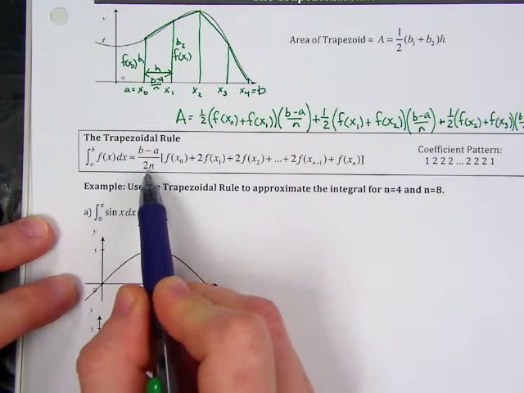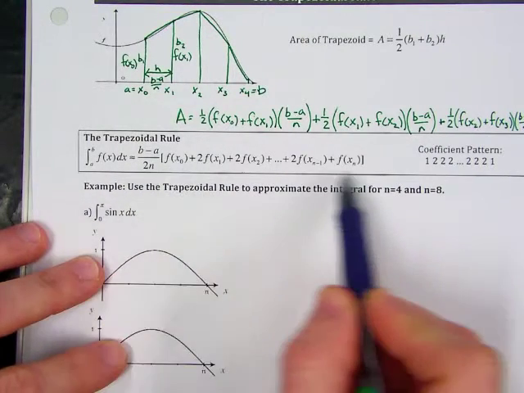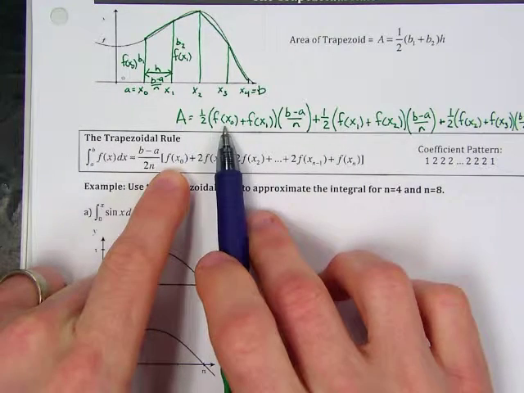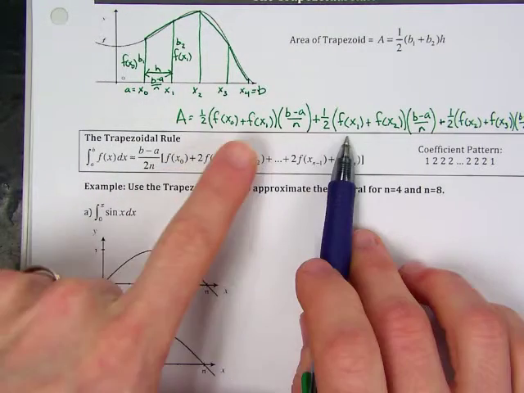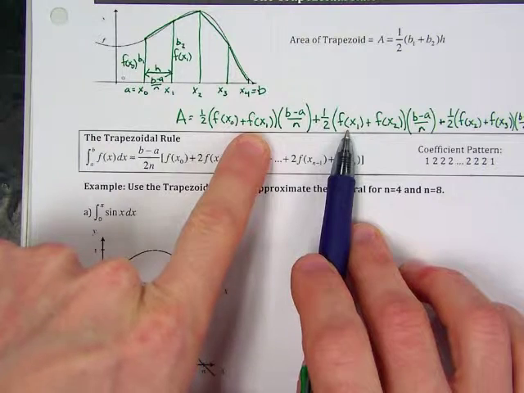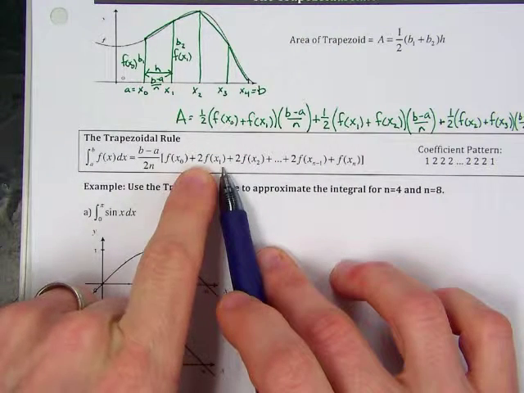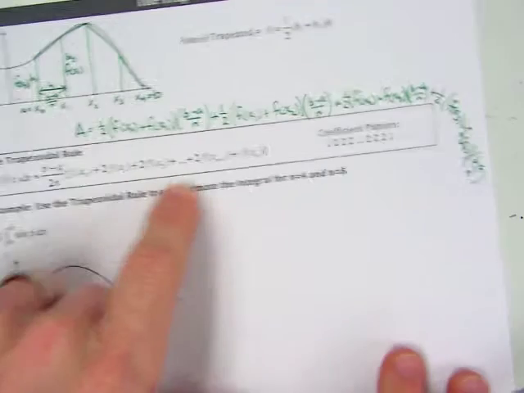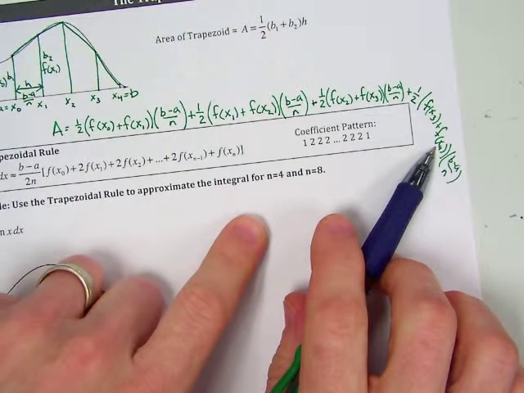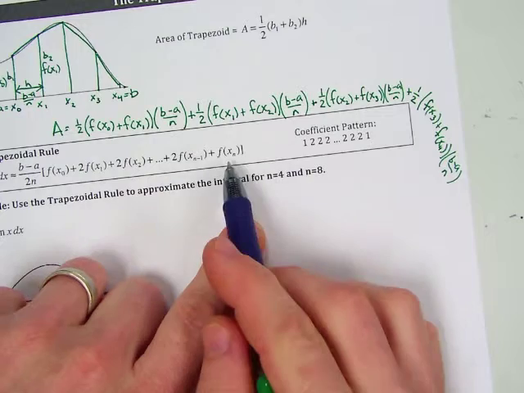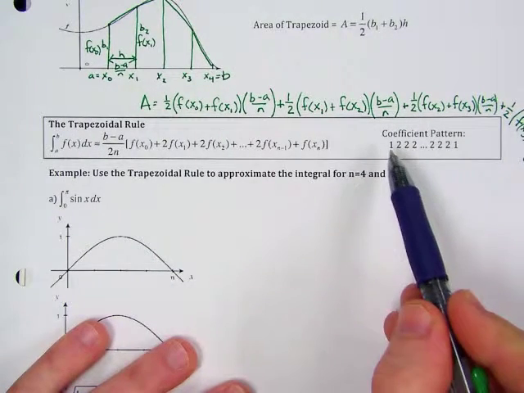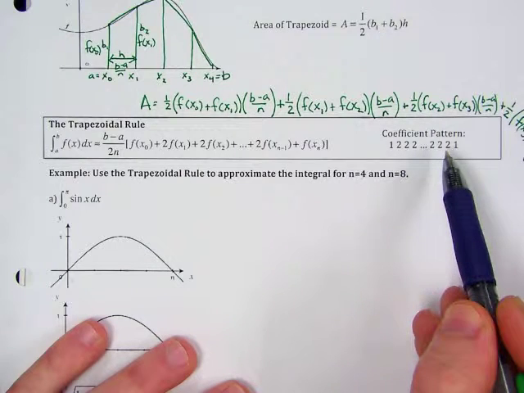And you can see here now, we have an f of x sub 0. And then how many f of x sub 1s do we have? 2. And then how many f of x sub 2s? 2. So on and so forth until the very end. How many f of x sub 4s do we have? Only 1. And so we get this coefficient pattern of 1 times 2, 2, 2, 2, all the way, and then 1 at the end. Okay, kind of see that there?